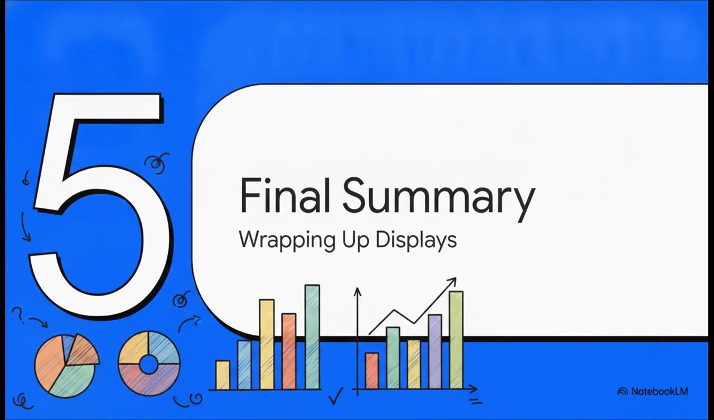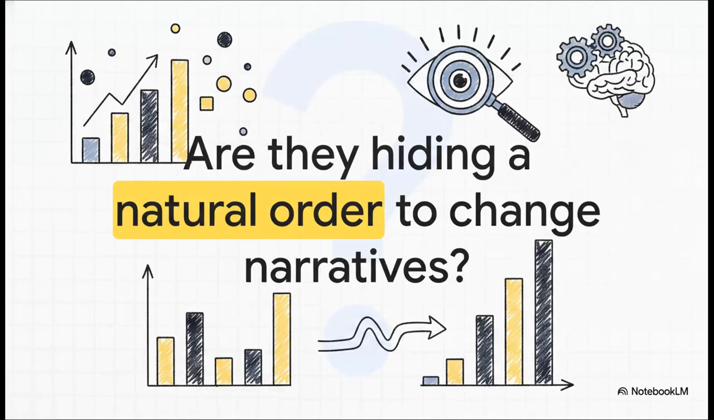Section 5. Wrapping up our categorical displays. You've successfully leveled up your visual skills. Remember, you use pies and donuts for proportions, bars for raw counts, and Pareto charts for sorted insights, but only when your data allows it.